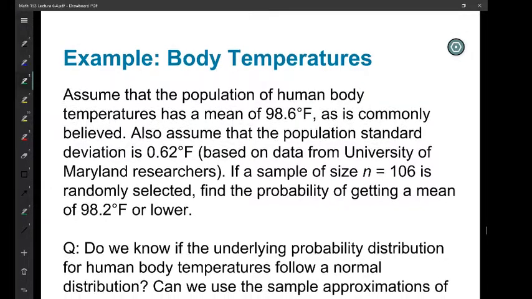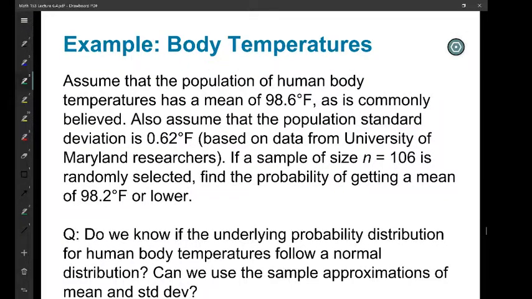Here's an example about body temperatures. So assume the population of human body temperatures has a mean of 98.6. And now also assume the population standard deviation for temperatures is 0.62 degrees Fahrenheit. So if a sample of n equals 106 is randomly selected, find the probability of getting a mean of 98.2 or lower.